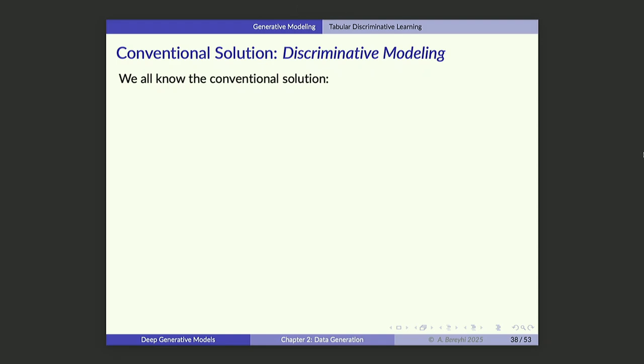The conventional solution for this one is to just do discriminative learning, right? So what you do, you essentially assume one discriminative model, one conditional distribution, using softmax or sigmoid. And then at the end of the day, you just train the weights of that model using your data set, right?